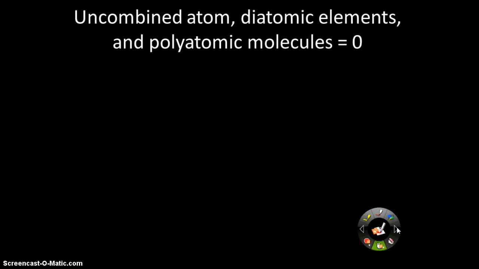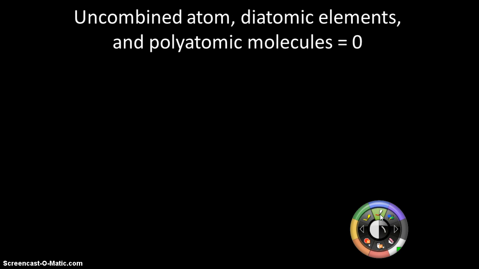First rule is if you have an uncombined atom or diatomic elements or a polyatomic molecule, it's going to be assigned an oxidation number of 0. Oxidation numbers are going to be written above the atom element, not to the side. The one to the side is going to be the charge. So uncombined atom, if you have zinc, it's going to get an oxidation number of 0.